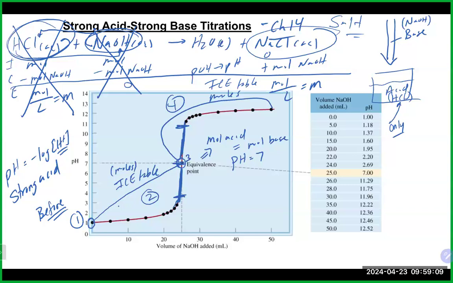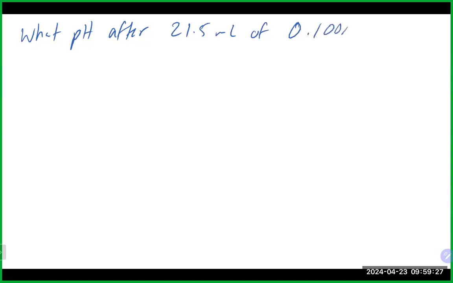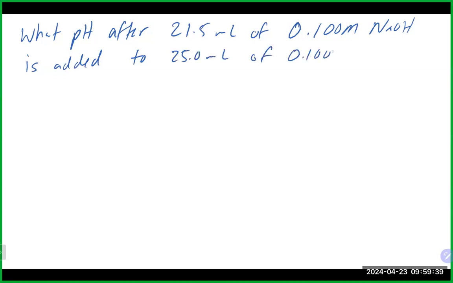All right, so why don't we try one like this? Let's do one: what is the pH after 21.5 milliliters of 0.1 molar sodium hydroxide is added to 25 milliliters of 0.1 molar HCl? All right, so give it a go.